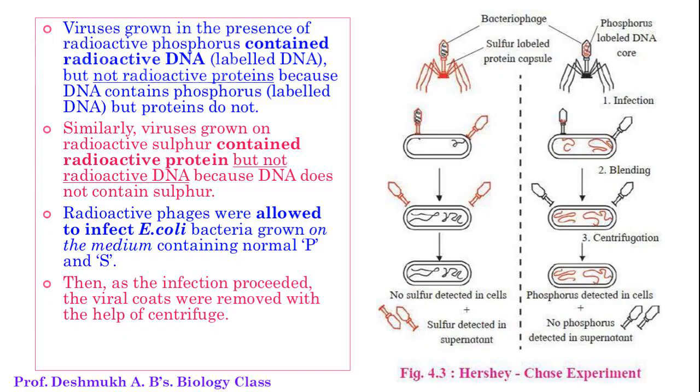Viruses grown in the presence of radioactive phosphorus contained radioactive DNA, but not radioactive proteins. Similarly, viruses grown with radioactive sulfur contained radioactive proteins, but not radioactive DNA. Radioactive phages were allowed to infect E. coli, and the viral coats were removed using a centrifuge.